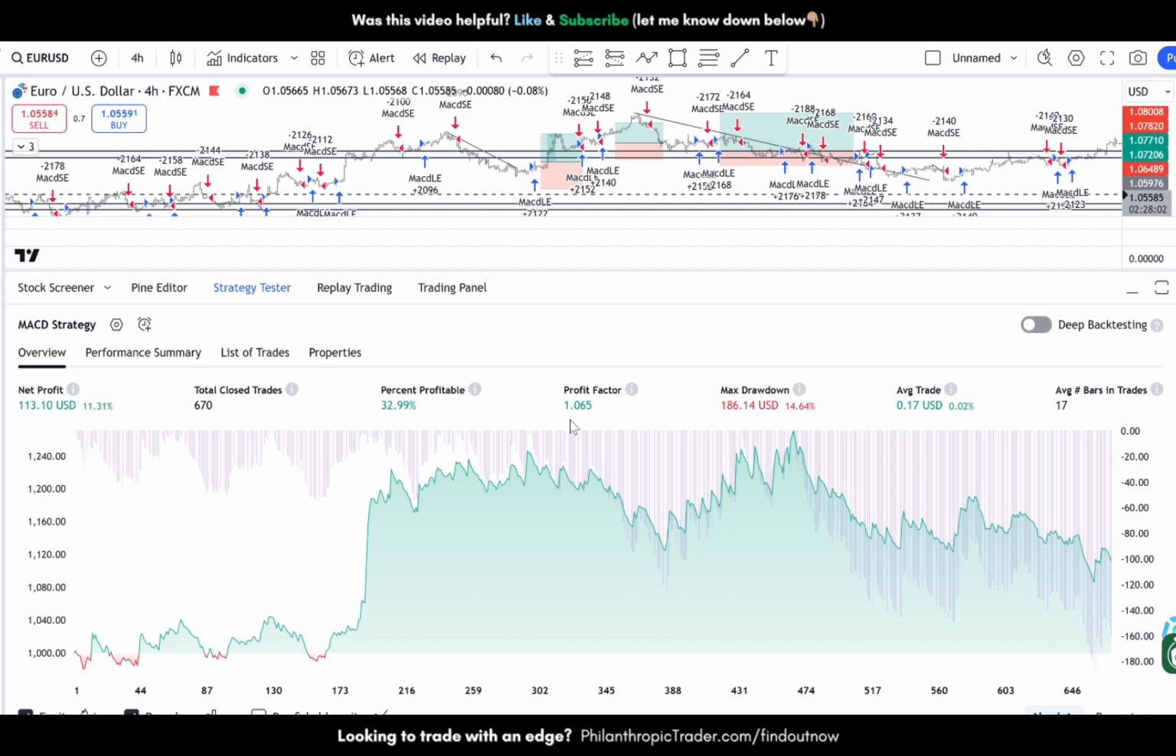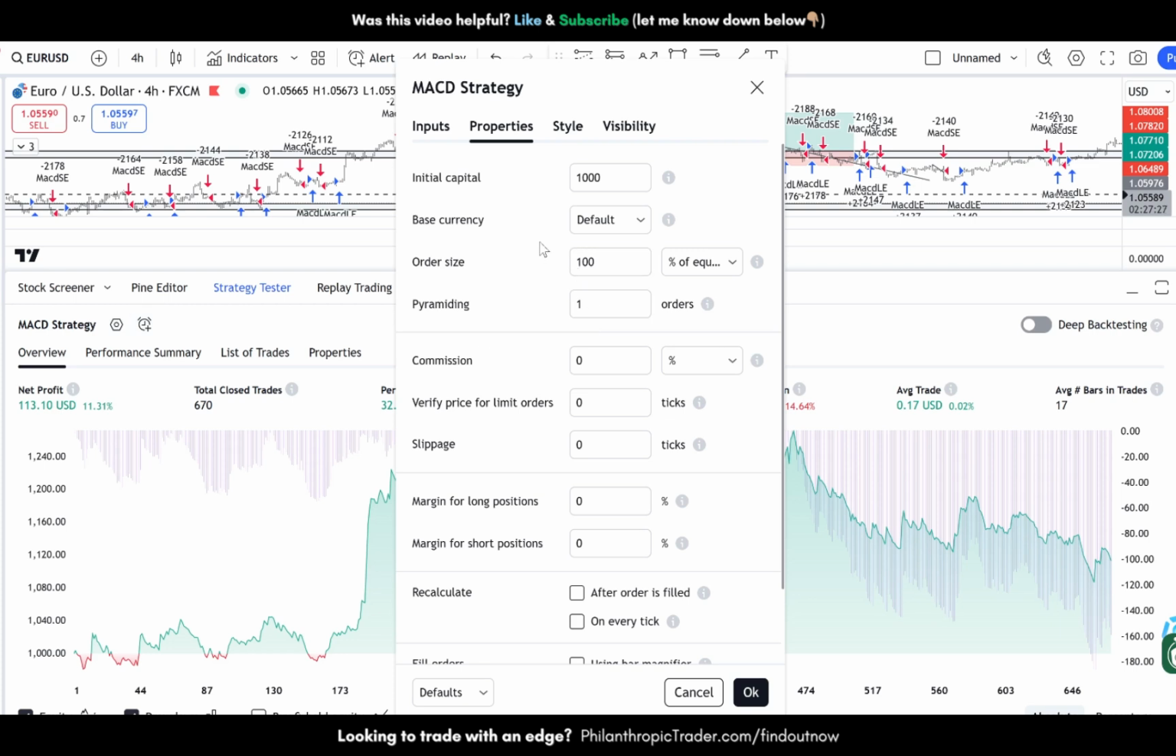It has a profit factor of 1.065 and 32, almost 33% profitable, right? The maximum drawdown, which is also important, is 14%, and the net profit is 11. So it's an okay balance, I believe. And we're looking at the 4-hour time frame, and we're looking at EUR/USD. So you may think that this is an okay trading strategy, right? Which could be true.